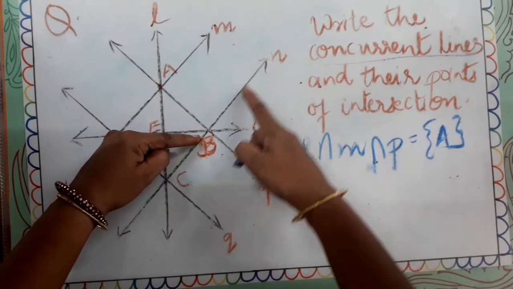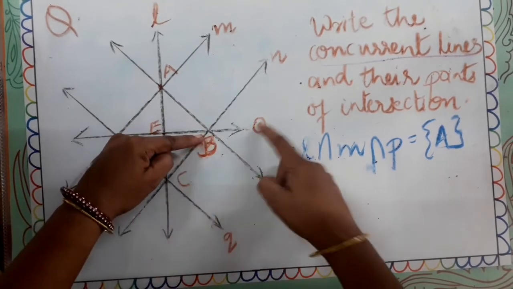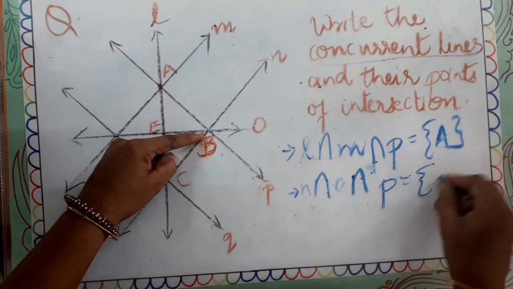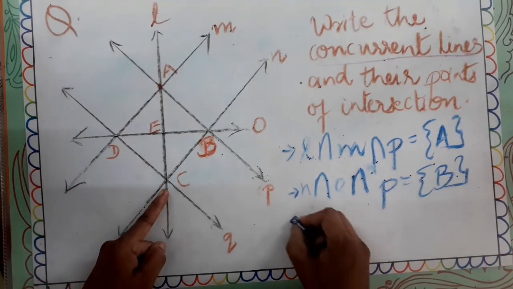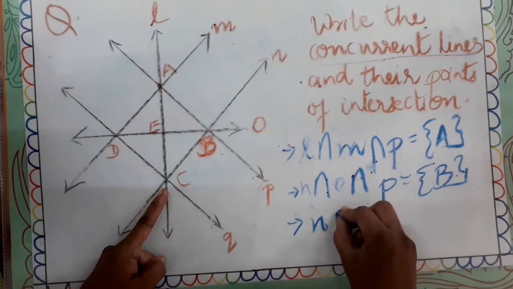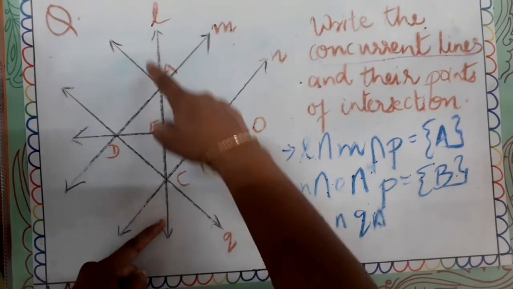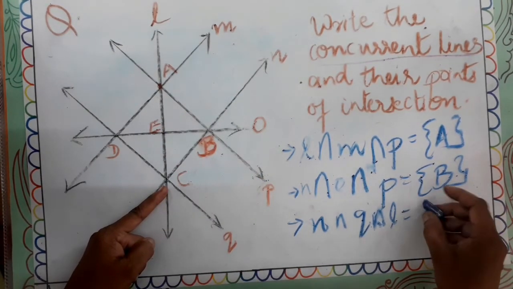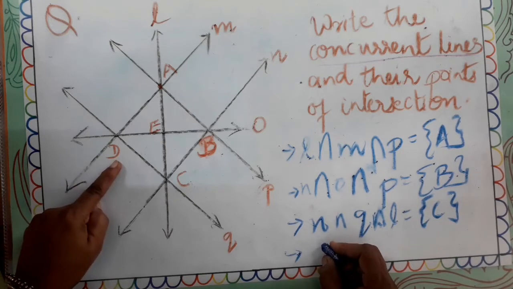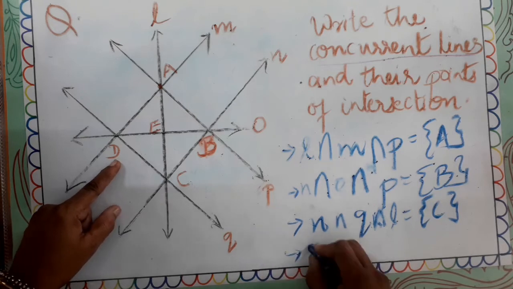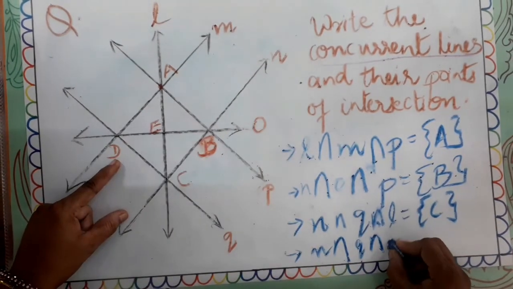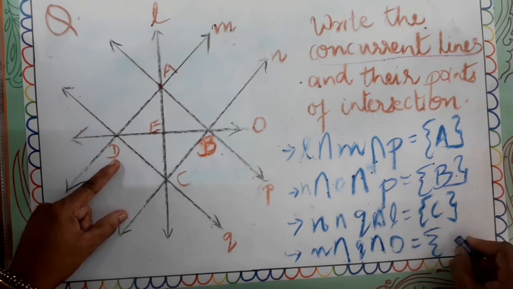So here which lines meet? This is your line N. Here this line is O. And the other one, here you can see line P, they meet at point B. Now for point C, we can see that this is your line N, then this line is line Q and this line is your line L, they meet each other at point C. Now coming to this point D of concurrence, here I have the concurrent lines to be line M, this is your line Q and this is your line O. They meet at point D.